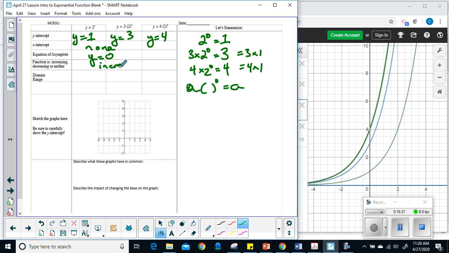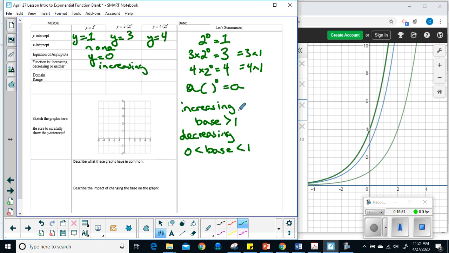These ones are all increasing because I used a base of 2, right? So when our base is greater than 1, we are increasing. Remember, we were decreasing when my base was a fraction, bigger than 0, because I needed a positive, but less than 1. My domain, as it has been all day, is x is any real number, because I can stick anything I want in there. And my range, y is any real number, y is greater than 0. So we haven't moved that asymptote at all today. We're going to move it tomorrow, but not today.